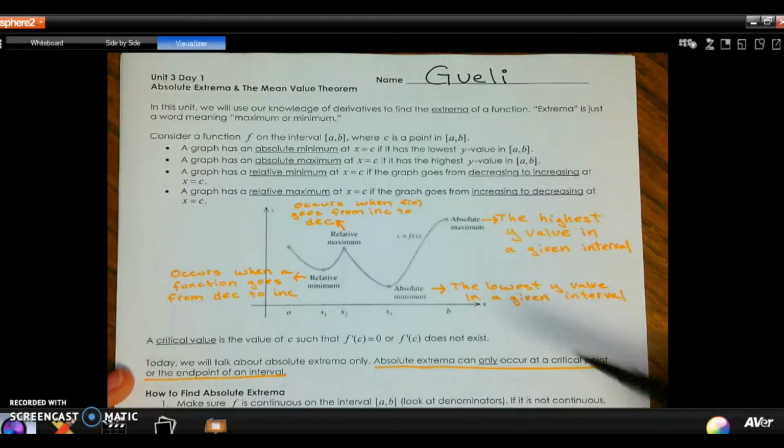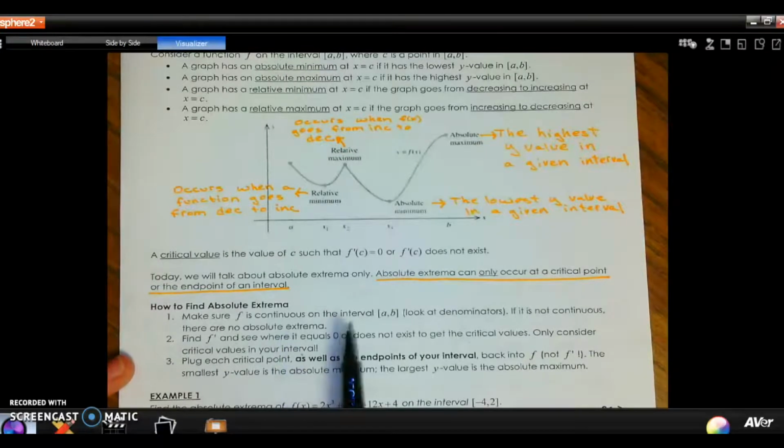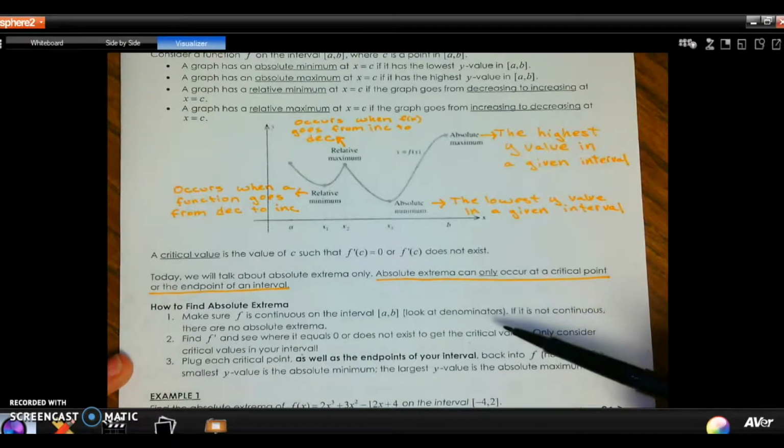interval. What you'll notice about these absolute max and min is that they're going to occur at what we call a critical value. The critical value occurs where the derivative equals 0 or the derivative does not exist. So our goal today is to make sure that the function we are given is continuous over the interval, aka make sure that there is no x value that you're not allowed to plug in, something that would make the denominator 0, etc. If the function is not continuous, then we're not able to find the absolute extrema.